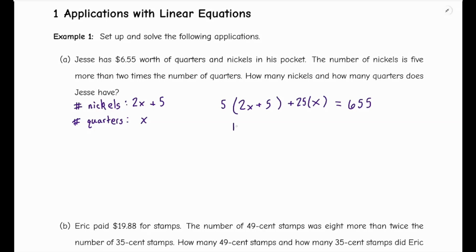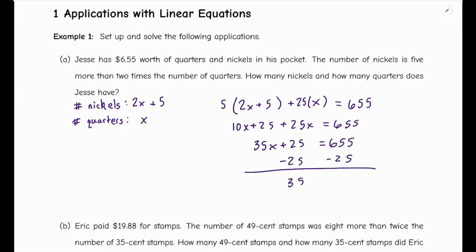So distribute, we get 10x plus 25 plus 25x equals 655. 35x plus 25 equals 655. Subtract 25 from both sides. 35x equals 630. Divide by 35, divide by 35. X equals 18.